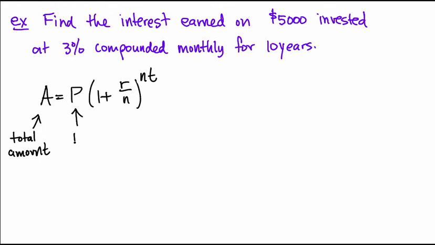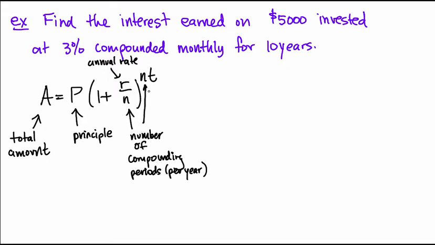This is what's called the principal. Principal is how much money you originally gave them, so $5,000. This r here is the interest rate per year, so that's the annual rate, and n is the number of compounding periods per year, so that's the same as this n up here, and t is the number of years.